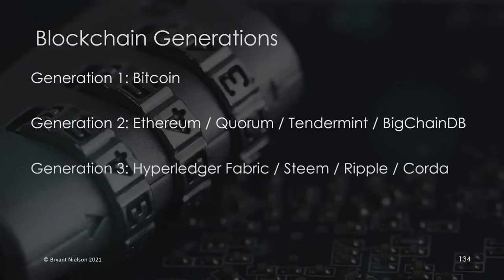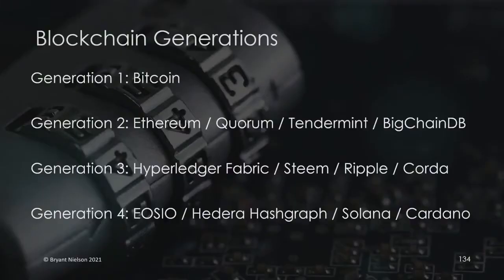Then you ended up with a third generation. Now, people might dispute with me in terms of what a third generation is, and I'm going to define this for you in a bit, but there are third generation blockchains like Hyperledger Fabric, Steem, Ripple, and Corda. They were really third generation. They increased in speed and quantity and security and capabilities and governance, all the things that you really wanted.